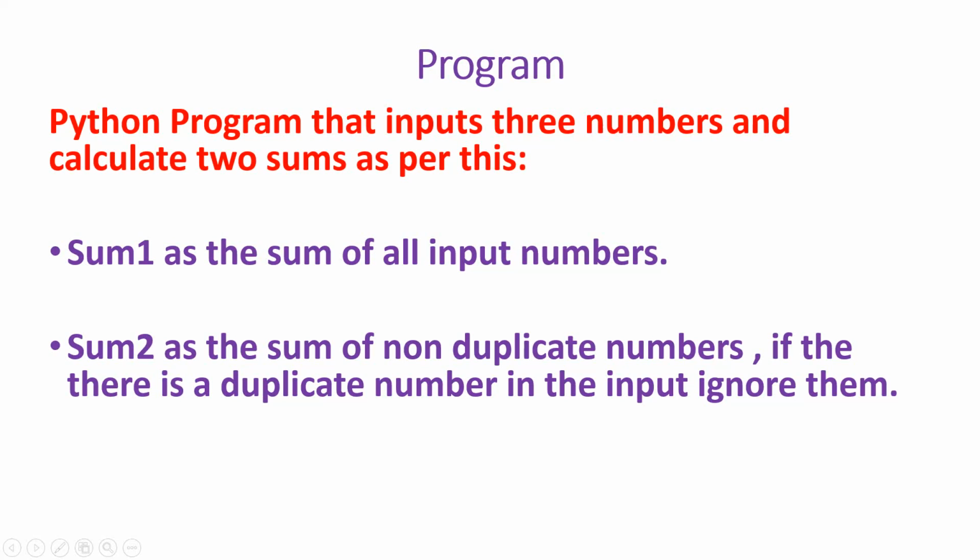For sum2, the sum of non-duplicate numbers is added in sum2. If there is a duplicate number in the input, ignore them. So we will check the uniqueness of each number. If it is duplicate, that will be ignored. Only the unique numbers will get added. For this, we will write a Python program.